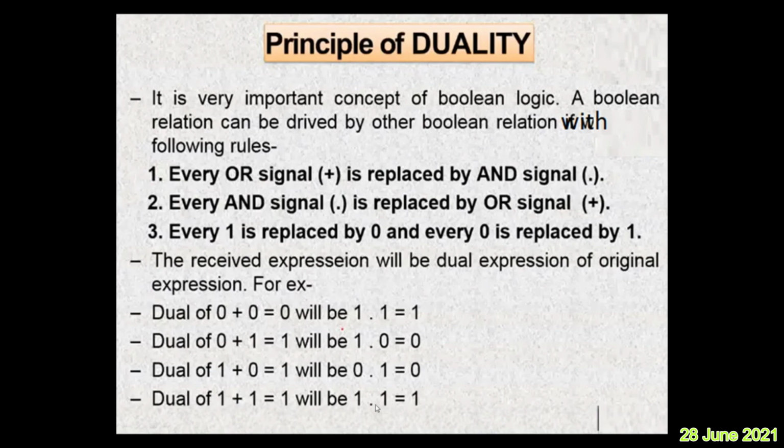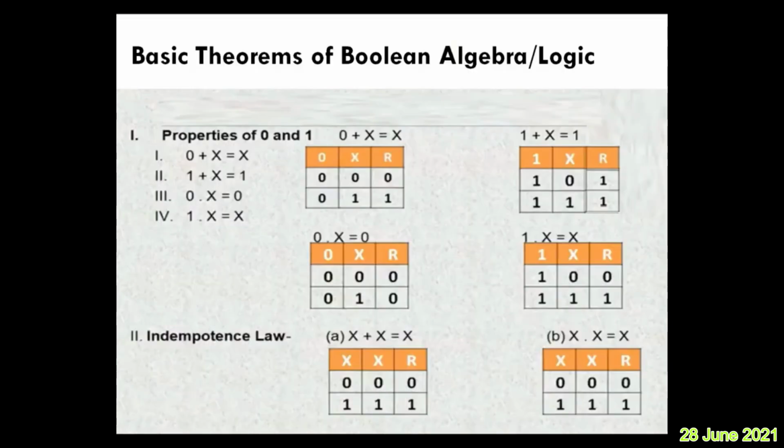be replaced by dot. So 1 plus true, or true, is equal to true. Similarly, false logical AND with false will be false. That is why 0 dot 0 will be 0. This is the principle of duality.